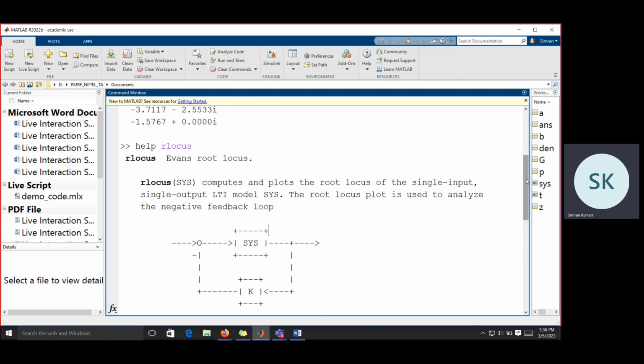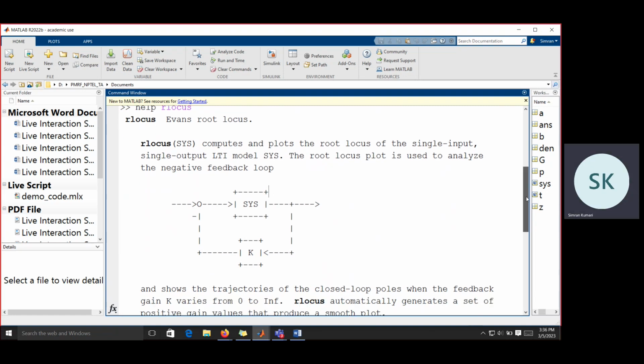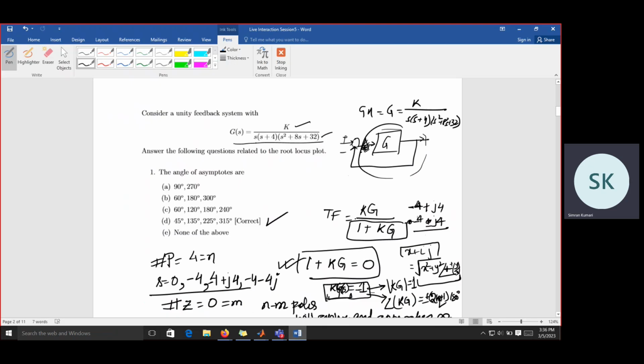Okay, so this is the closed loop system for which it gives the root locus. It says that it shows a trajectory of closed loop poles when feedback gain k varies from 0 to infinity. So the system that it shows has k in feedback, but here the system that we are having has k in the forward path. So does this matter? Will this change the way of analysis?